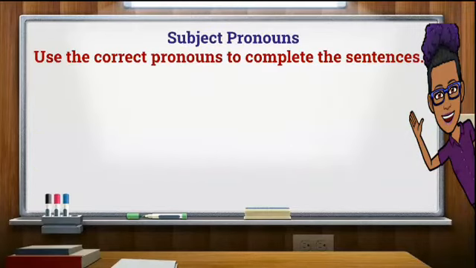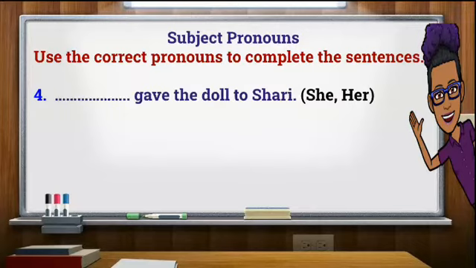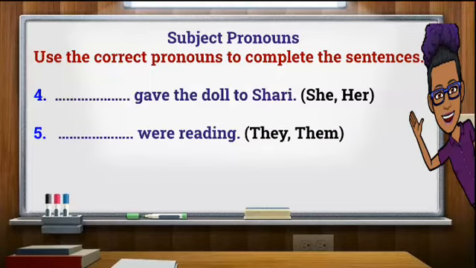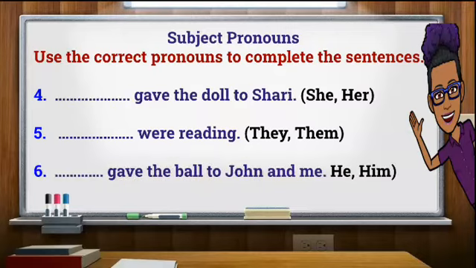Let's move on to some more sentences in our practice. She or her gave the doll to Shari. Number 5. They or them were reading. And number 6. He or him gave the ball to John and me. So first sentence, she gave the doll to Shari. Number 5, they were reading. And number 6, the subject pronoun he gave the ball to John and me.